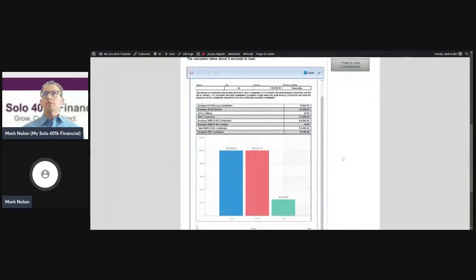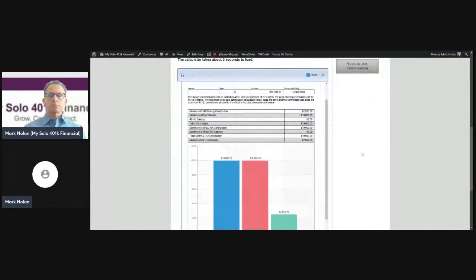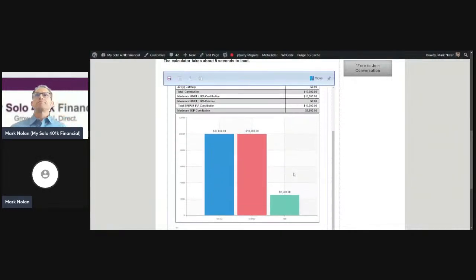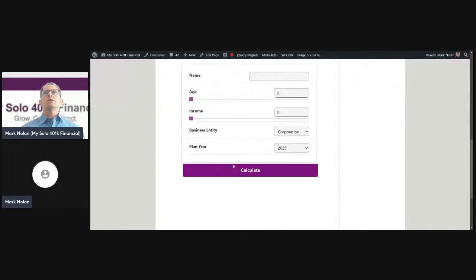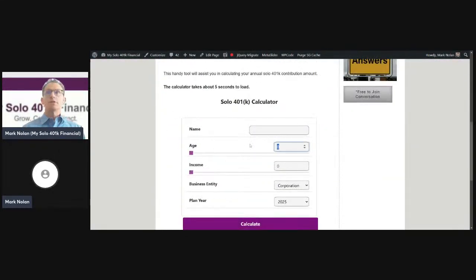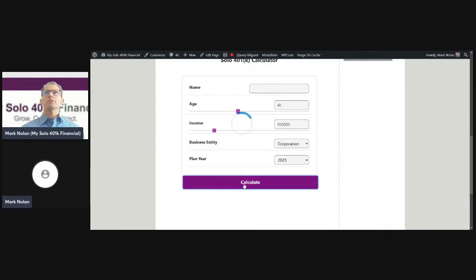See if I can blow this up a little bit. So, what? I plugged in 10,000. I need to plug in 100,000. Let me plug this in again here. So, age 40. Income is 100,000. Corporation, calculate.